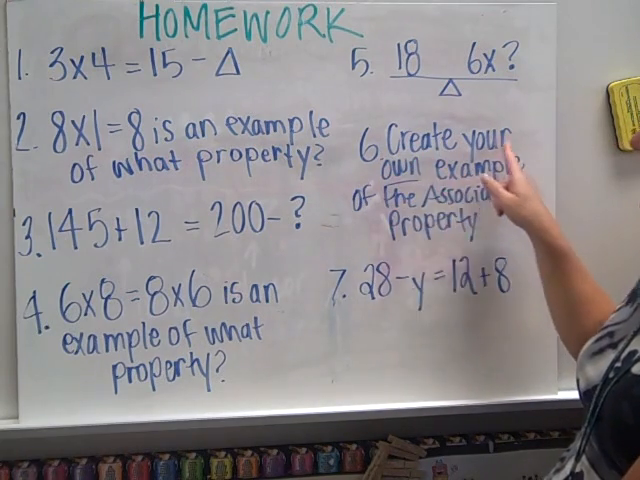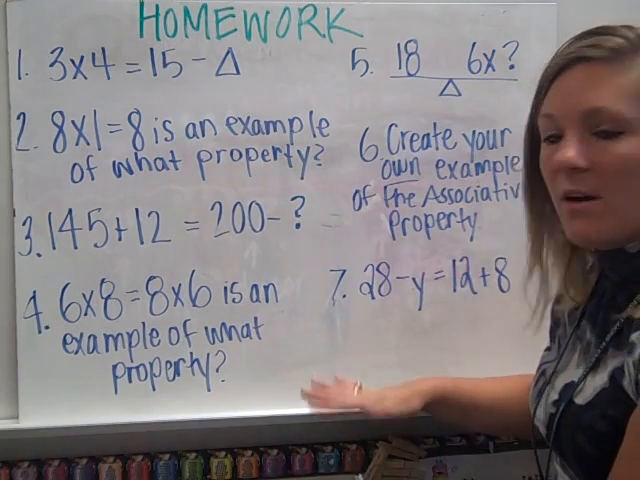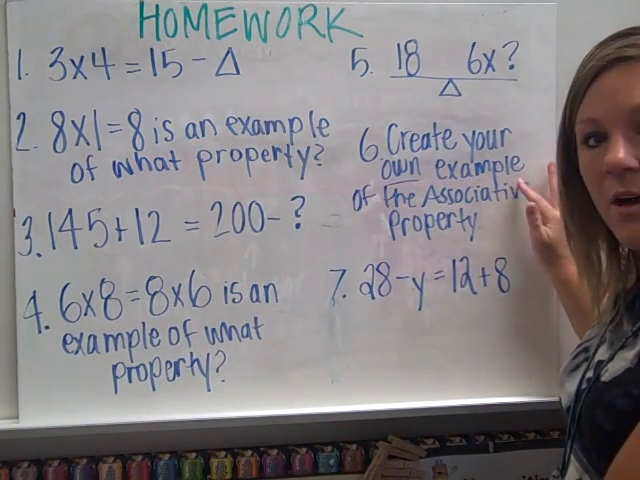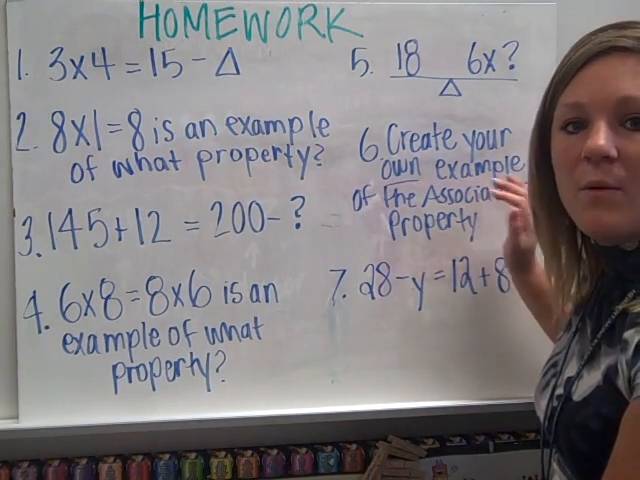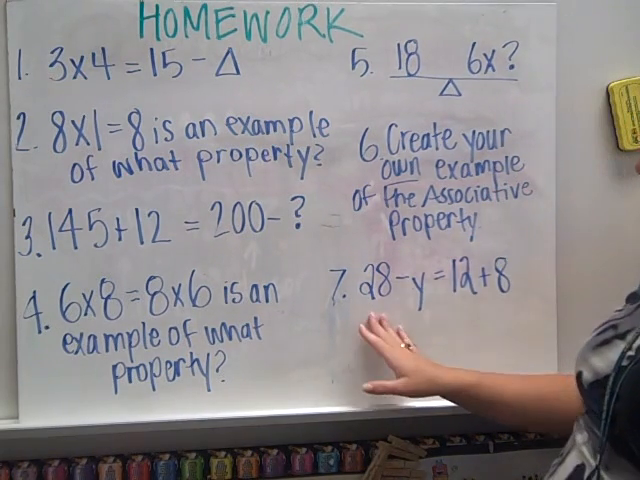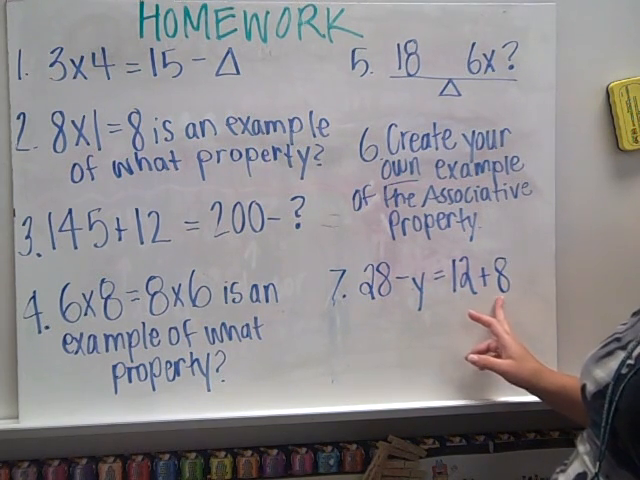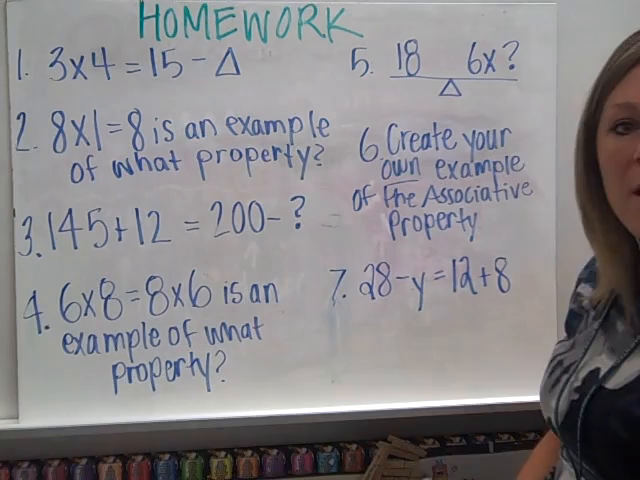Now I'd like for you to create your own example of the associative property. Do not use one that we've already done in this video. You need to create your own. Show me that you're understanding what this associative property means and what it is saying. And lastly, 28 minus y equals 12 plus 8. So I need you to solve for y. All right, good luck.